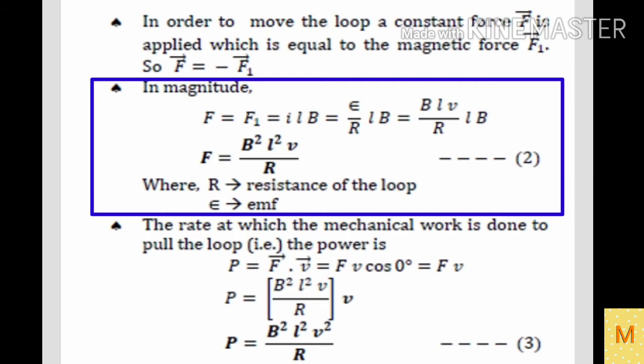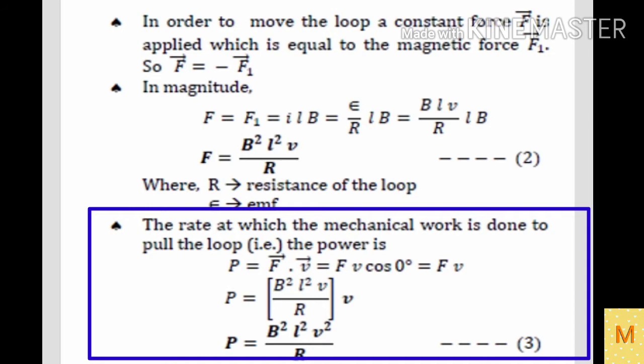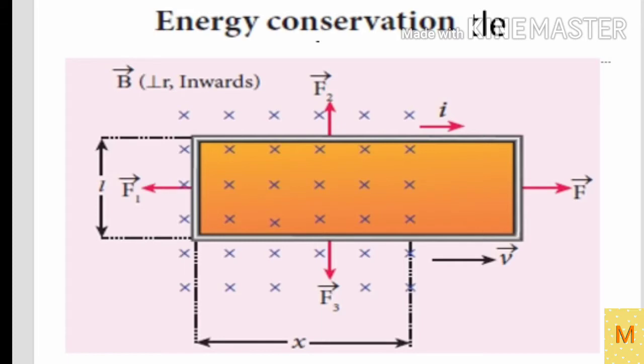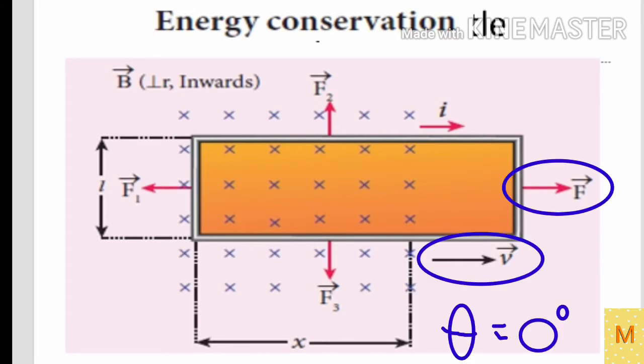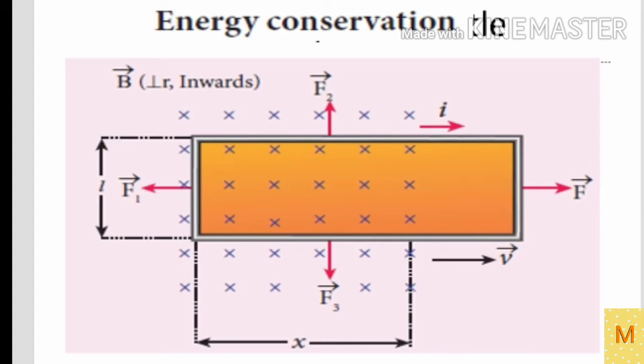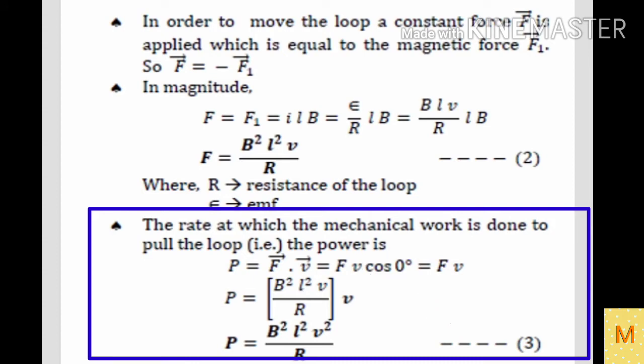Here capital R represents the resistance of the loop and epsilon represents the EMF produced by the loop. Hence the rate at which the mechanical work is done to pull the loop, such that the equation for the power can be written as P is equal to F vector dot V vector is equal to FV cos theta. Here the dot product is replaced by cos theta. The angle between F vector and V vector will be 0 degree because both the force and velocity are acting in the same direction. Hence cos 0 will become 1. Here the equation will become P is equal to F into V.